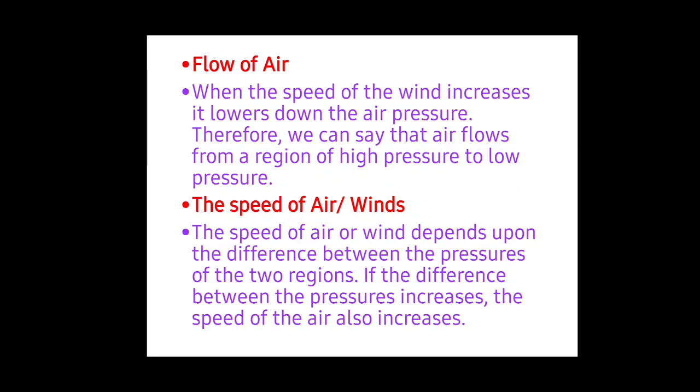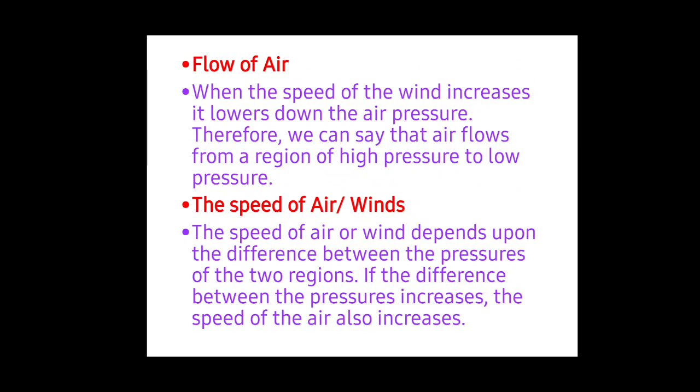Just think, if the difference is quite low, for example, the air pressure in my area is 75 and air pressure in your area is 65, there is a difference, but the difference is quite low. So, the air moves in a slow manner. Suppose the air pressure in my area is 75 and the air pressure in your area is 35, the difference is high. So, the wind moves very fast.